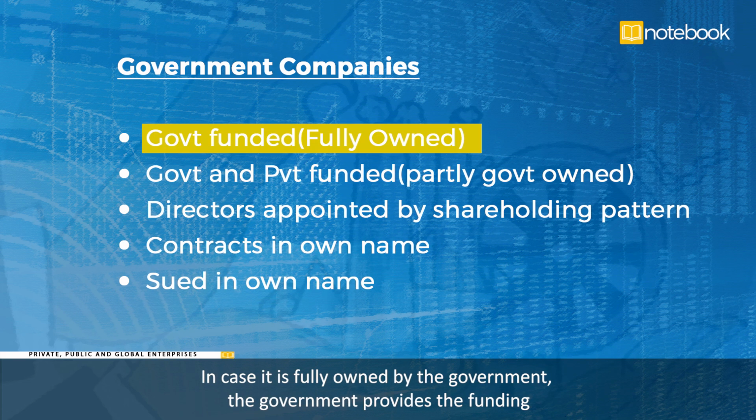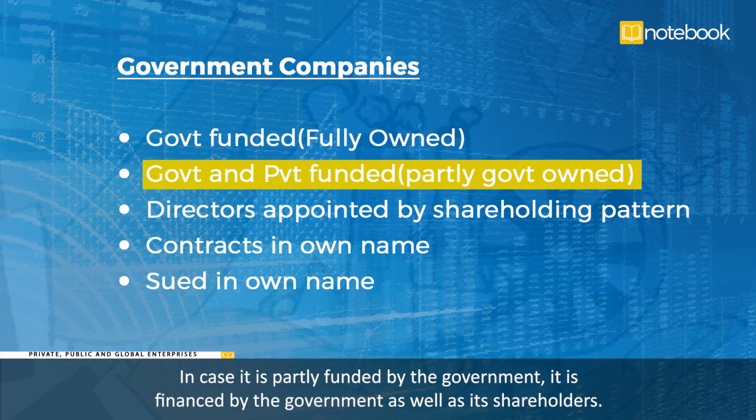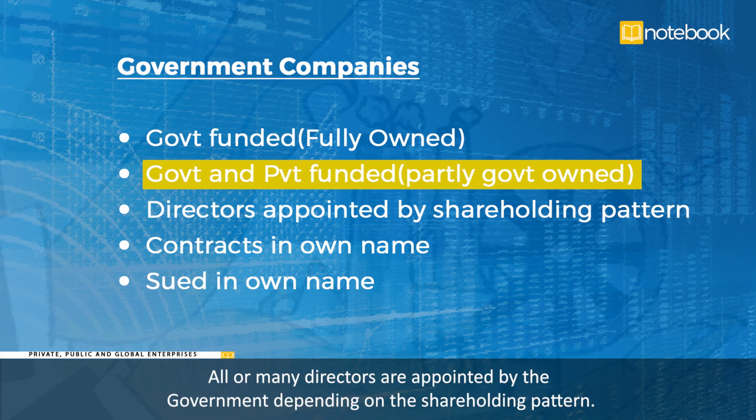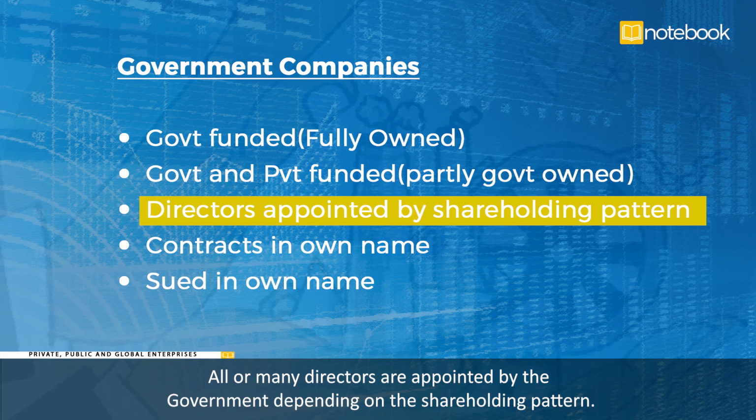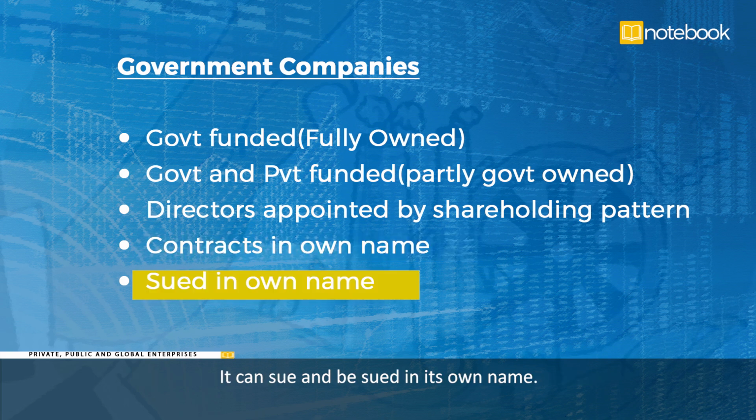In case it is fully owned, the government provides the funding. It derives revenue from sales of its goods and services. In case it is partly funded by the government, it is financed by the government as well as its shareholders. All or many directors are appointed by the government depending on the shareholding pattern. It is a body corporate and can enter contracts in its own name. It can sue and be sued in its own name.